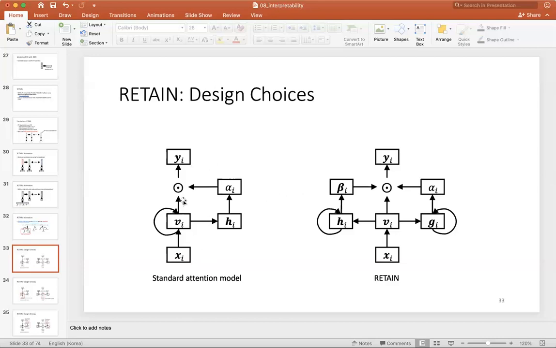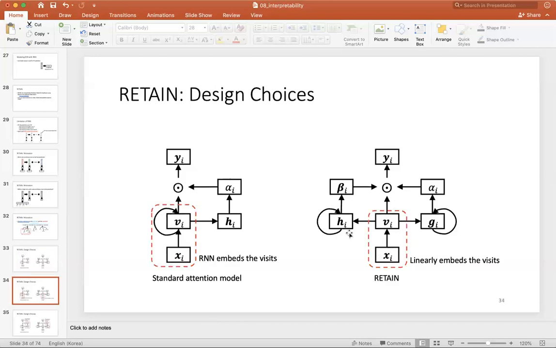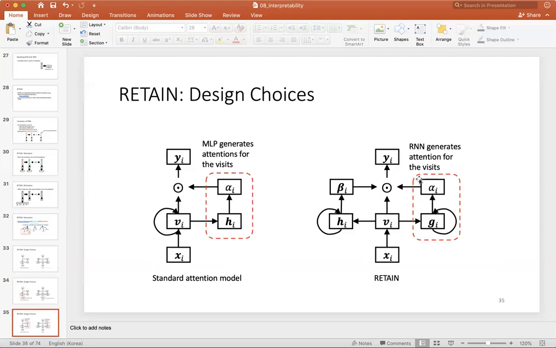All right, so that's the standard approach. This is the RETAIN approach. What's happening here is, instead of embedding or encoding your sequence using an RNN, we linearly project it into the lower dimensional space, just like a feed-forward neural network. We just multiply a certain weight matrix to the input x, and then get v_i.